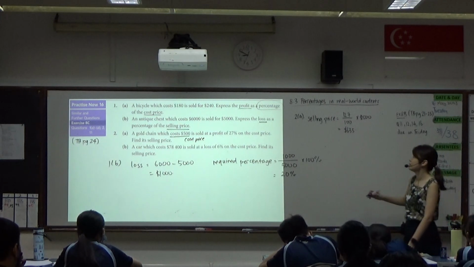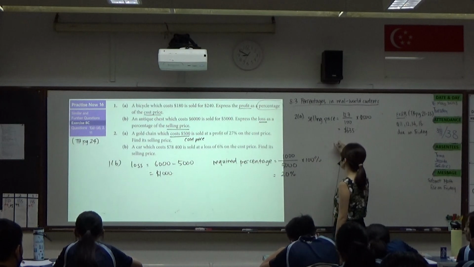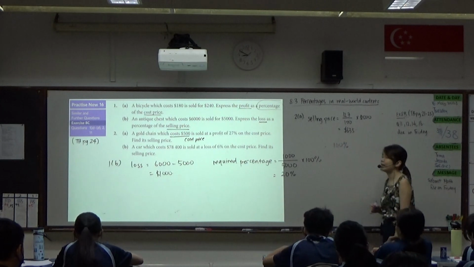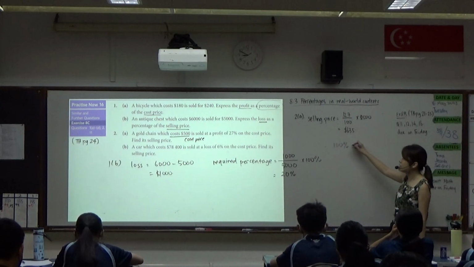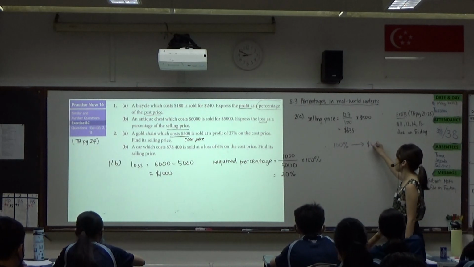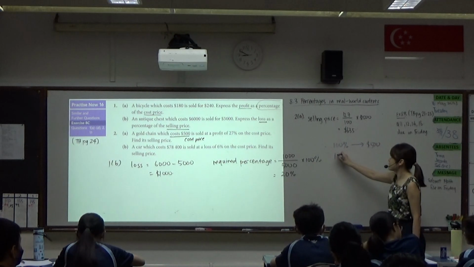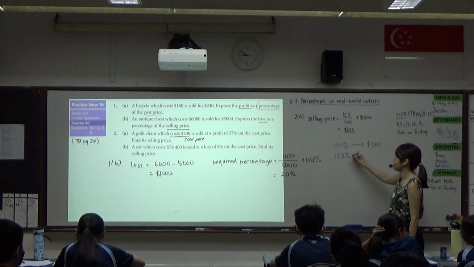Otherwise, you could also present it by thinking about it in proportion. 100% is your $500. We are trying to find 127%.